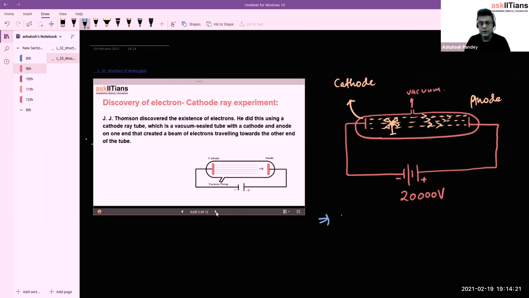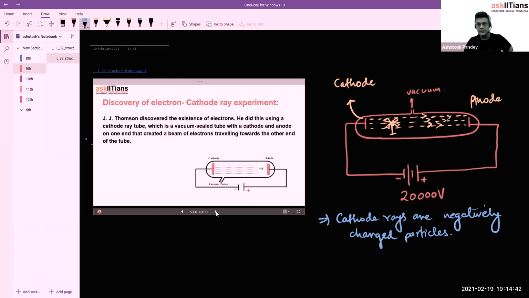One of the properties was that cathode rays are negatively charged particles. They are individual particles moving from cathode to anode. Then later it was found that these individual particles are called electrons.